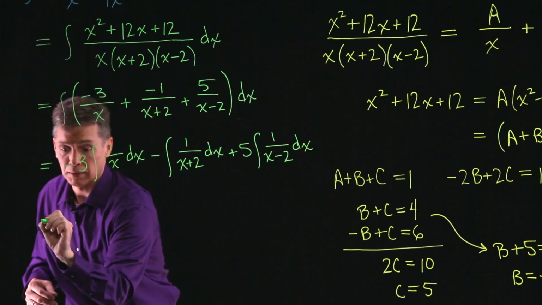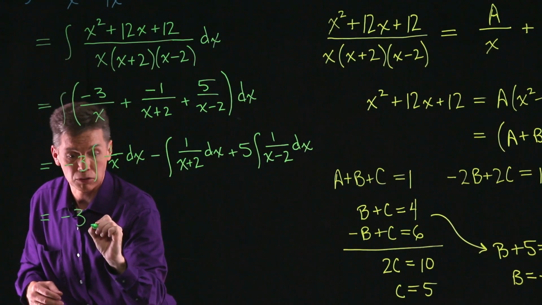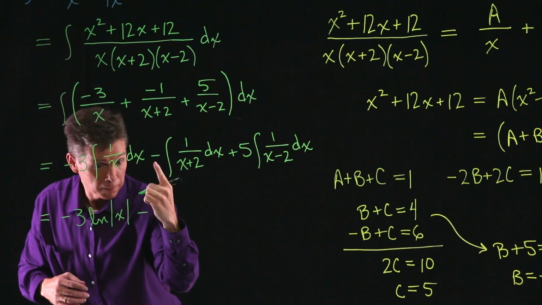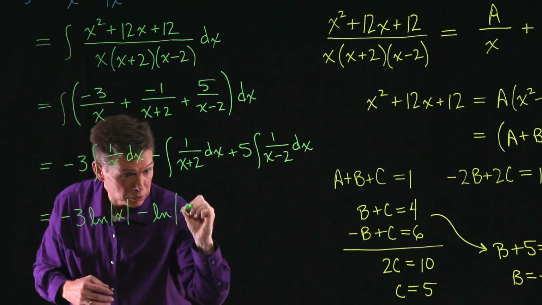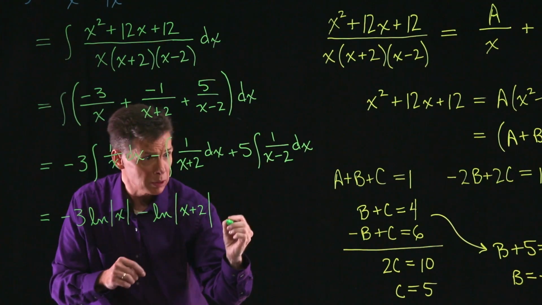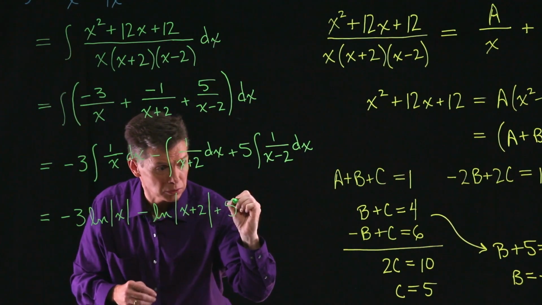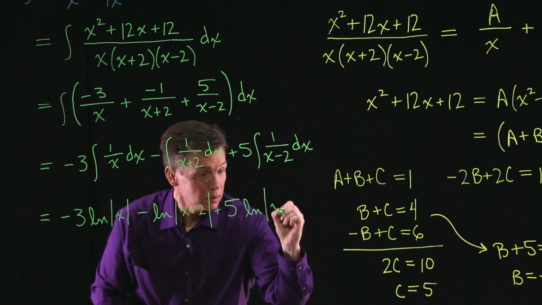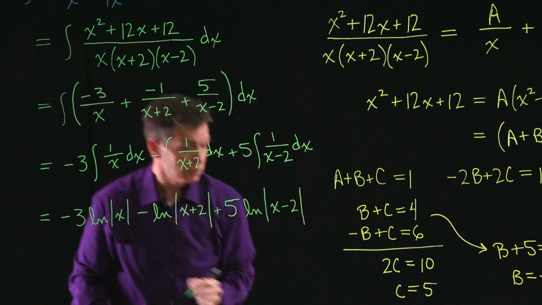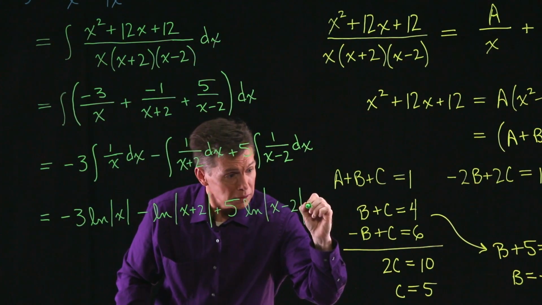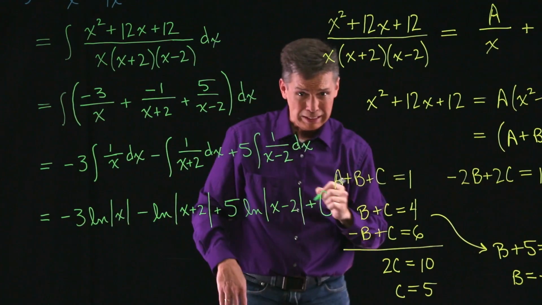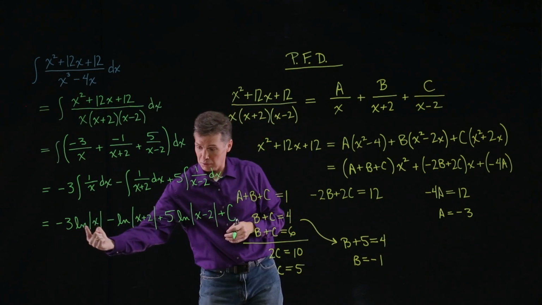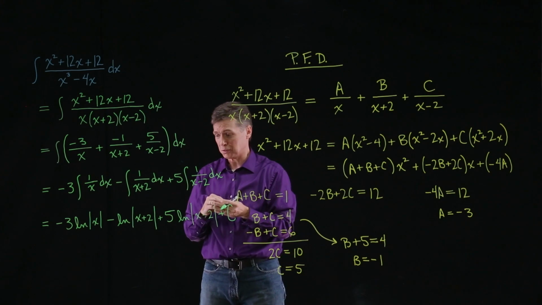So they immediately integrate into, first one, -3 natural log of x. Subtract from right there the natural log of x plus 2. I'm not saying it, but I'm writing it. Do you remember that there are these absolute values around your arguments of the ln's? Plus 5 ln absolute value of x minus 2. Okay. Let me squeeze in the plus C, because that's all I need for my final answer. I'm done, right? The original integral that they gave me equals these 3 ln's plus C.